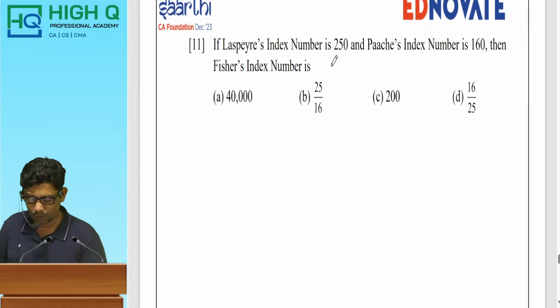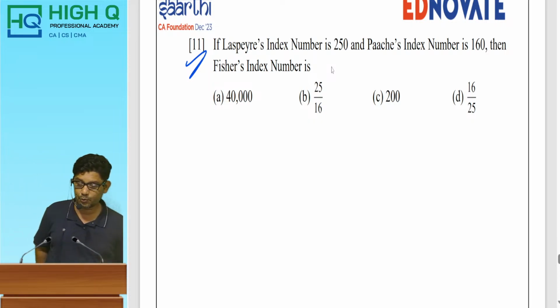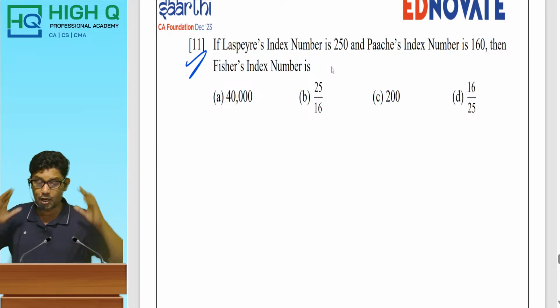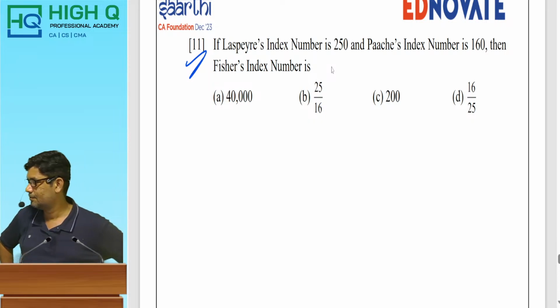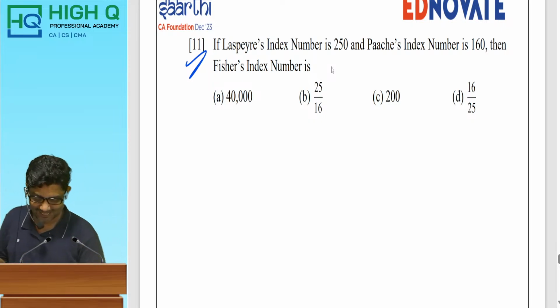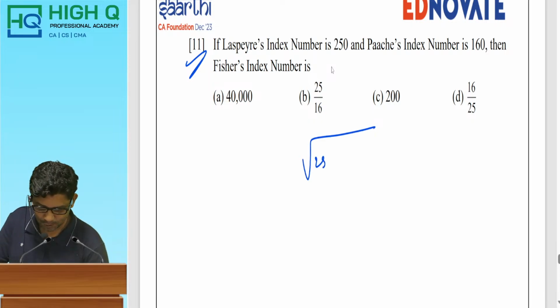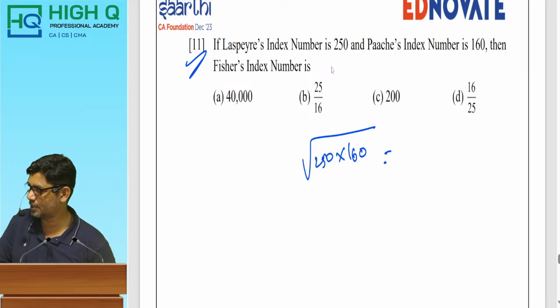Now, I want you to find this. If Laspeyres' index is 250, Paasche's index is 160, then Fisher's index. Very difficult question. Sir, simply we do 250 into 160, which is 40,000. 40,000 square root is what? 200.